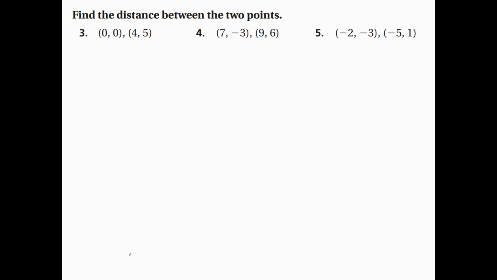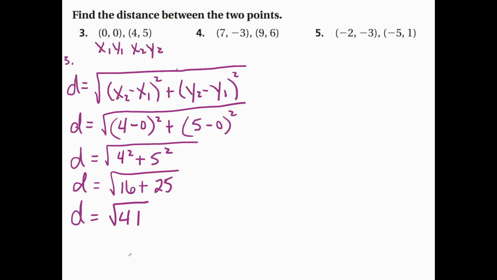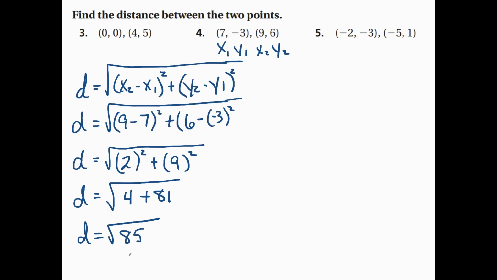All right, we're back. Let's see, what did we get? So for number 3, you see what I did. I labeled my points and I put them in the distance formula. I wrote down the distance formula and substituted the values into it, and then found out that the distance between those points is the square root of 41. Let's look at the next one. Number 4, I label the points again, and I just put the numbers in there, and I end up with the distance between those 2 coordinates is the square root of 85.